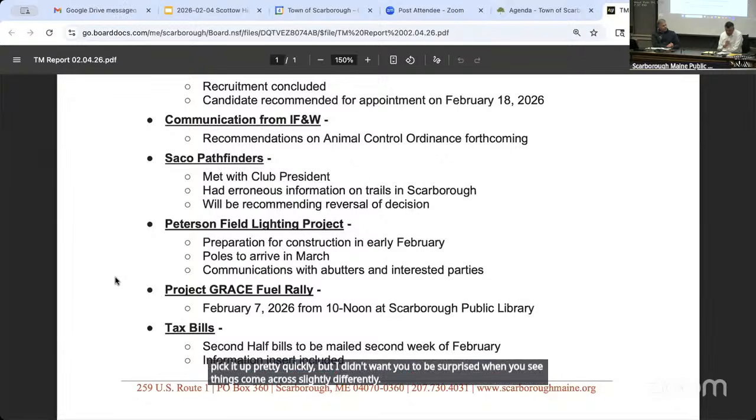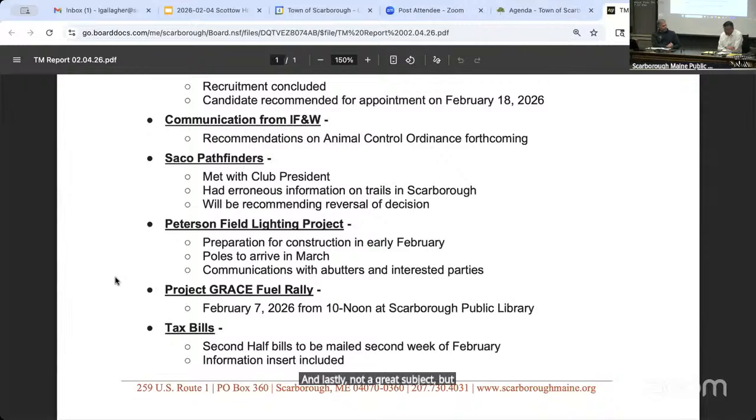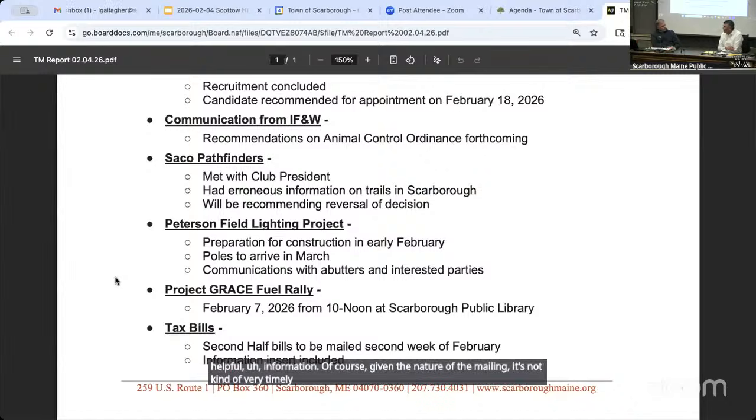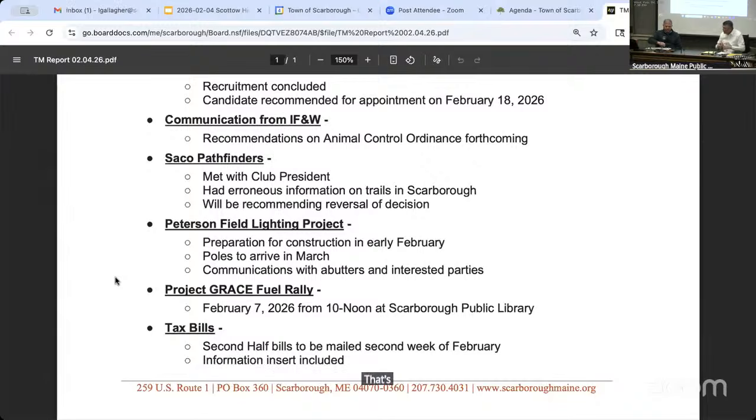And lastly, not a great subject, but second half tax bills will be going out shortly. The communications committee has been interested and will again be having an insert. It's a one-page, two-sided insert that has relevant, helpful information. Of course, given the nature of the mailing, it's not very timely. It needs to be information that's of general interest, but not very specific. So very pleased with the content we've been able to put together for that. And that's the extent of my report.